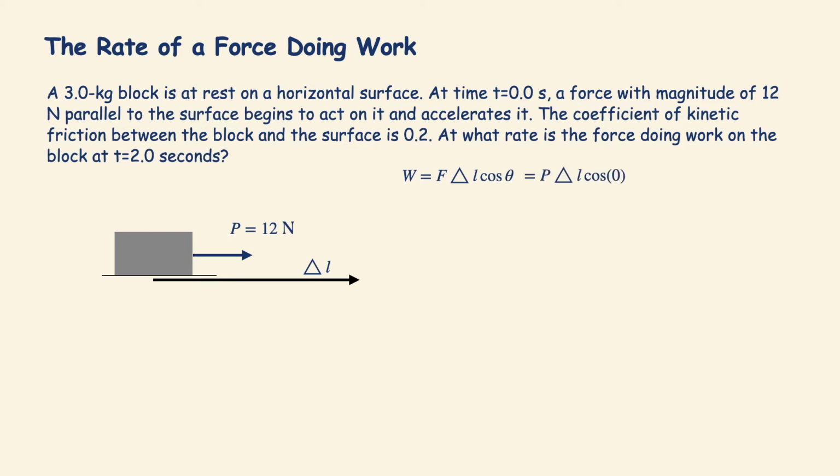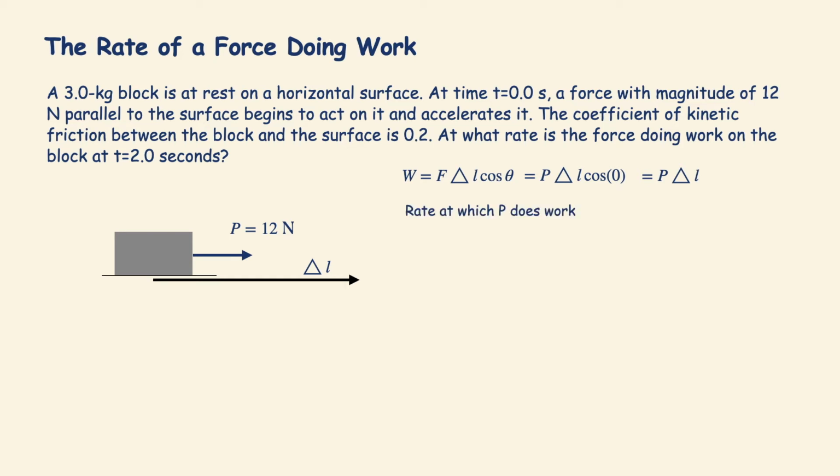In this case, my force F will be the one that I marked as P on my diagram, 12 newtons. Delta L will be the displacement of the block, and here both vectors pointing in the same direction means I will have cosine of 0, or 1, so the work here will be P times the displacement. I know P is 12, but the question is, what is the displacement here? We're not quite clear. Before we go to that, however, let's look at the question.